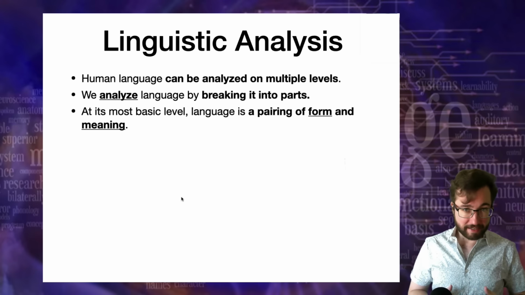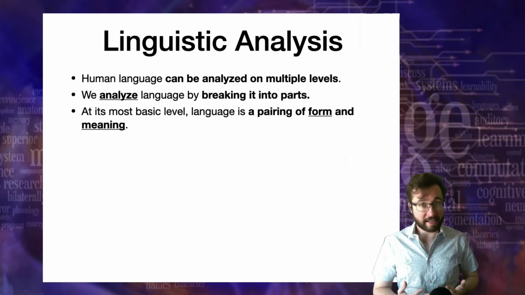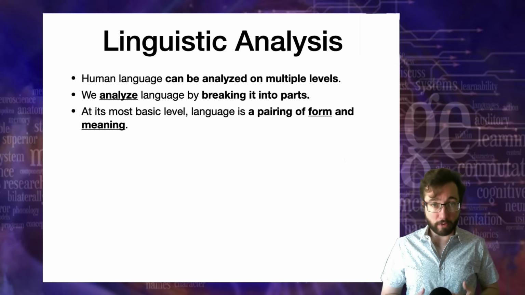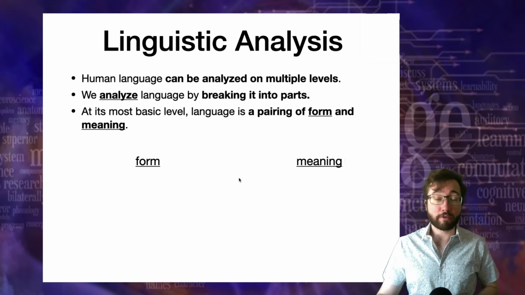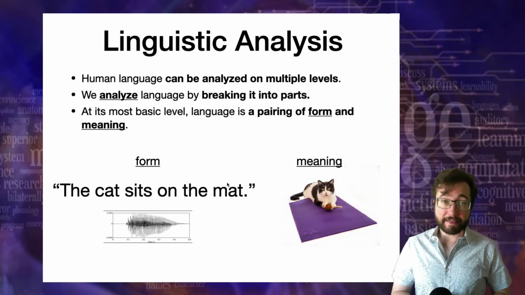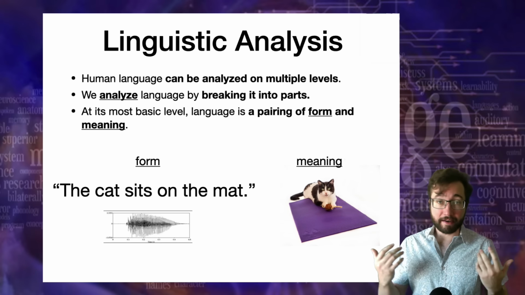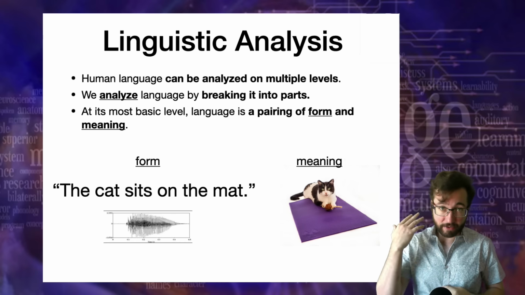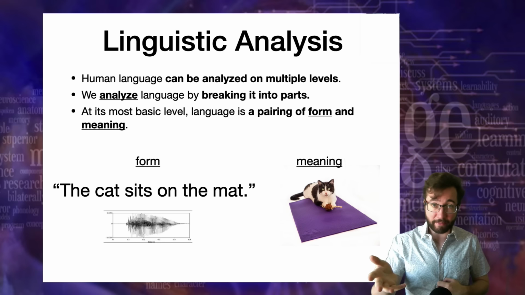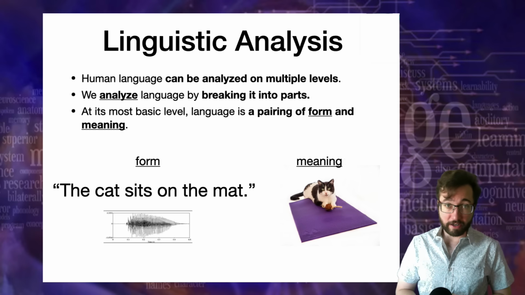At its most basic level, language is a pairing or a set of pairings of what's called form and what's called meaning. So what are these two things? Form and meaning. Form is the actual language. It's the utterance. It's the letters on the page. It's the sound going through the air, going from my mouth into your ear. It's the bumps that you feel on a braille paper.